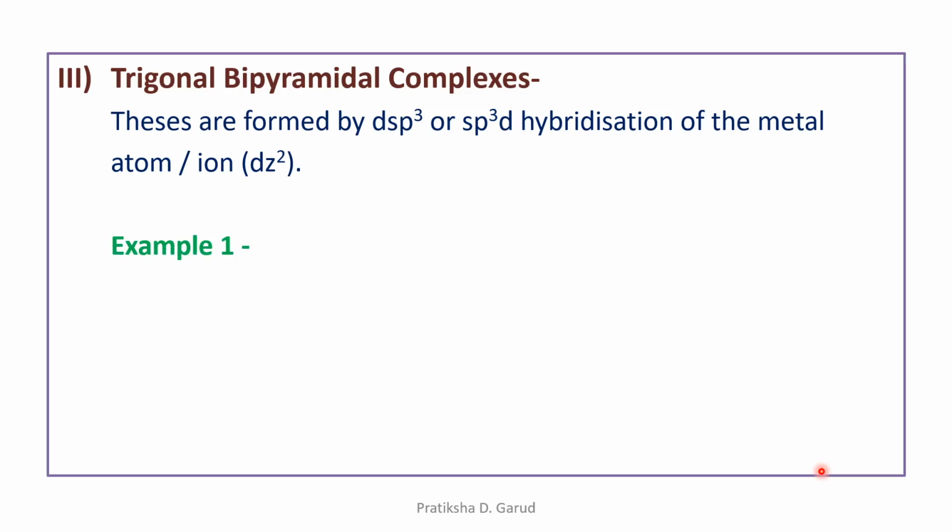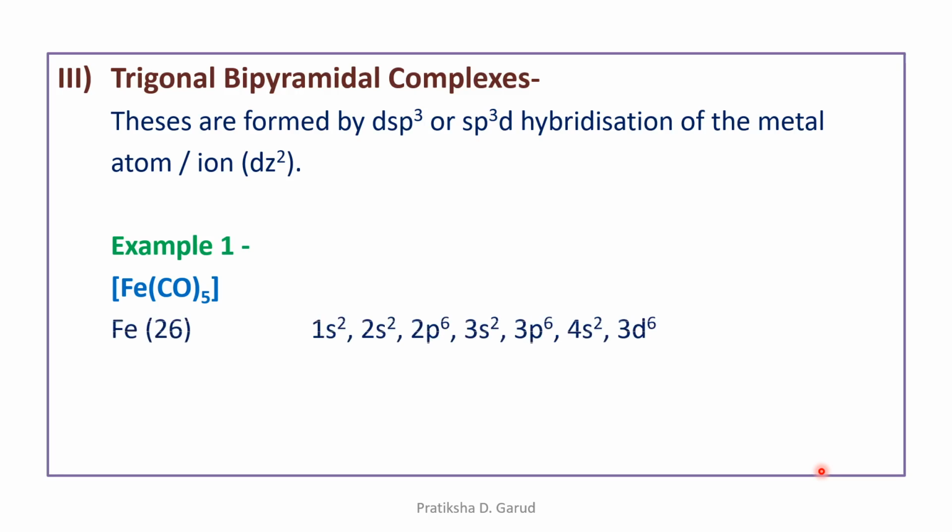So the first example is Fe(CO)5, that is iron pentacarbonyl. It is a neutral complex. The electronic configuration of Fe, which has atomic number 26, is 1s2, 2s2, 2p6, 3s2, 3p6, 4s2, 3d6. Or we may write it as the argon core, that means atomic number 18, and the remaining is 4s2, 3d6. So we have 2 electrons in the 4s and 6 electrons in the 3d. Now here this Fe has no charge because it is a neutral complex.